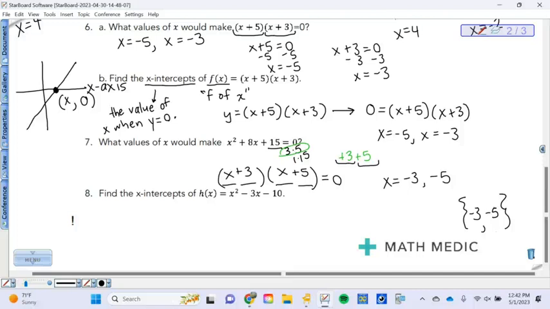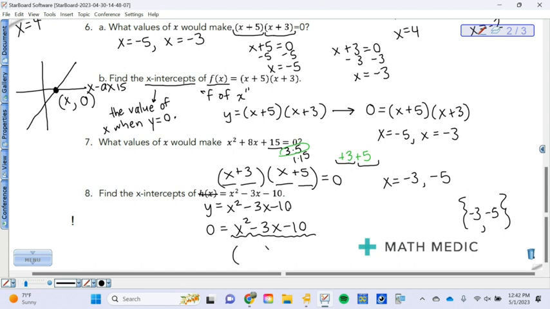Okay, now we got to find x-intercepts in number 8. So what do I need to do first to find my x-intercepts in number 8? Yeah, I'm going to replace this with y. And then I want to set that equal to 0. So 0 equals x squared minus 3x minus 10. And then what do I do with this whole side? You have to make it in factor form. Yeah, we got to factor this.